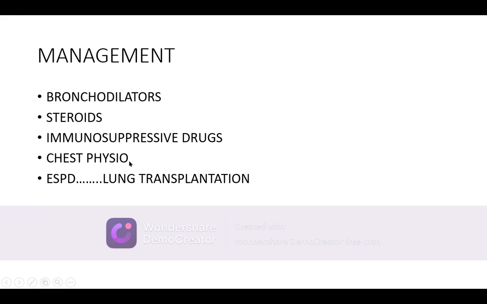Chest physiotherapy exercises. In end-stage pulmonary disease, you have to go for lung transplantation before there is an increase of the pulmonary pressure. Pulmonary arterial pressure should be less than 35 if you go for lung transplantation. Before the pulmonary hypertension develops, plan for it.